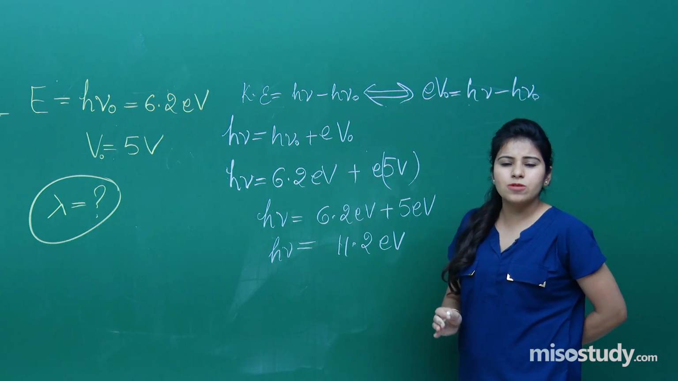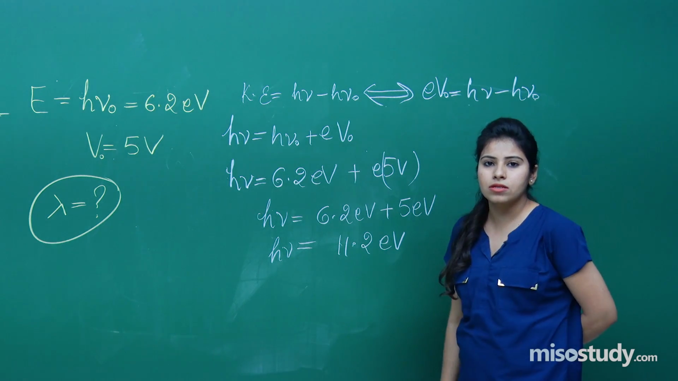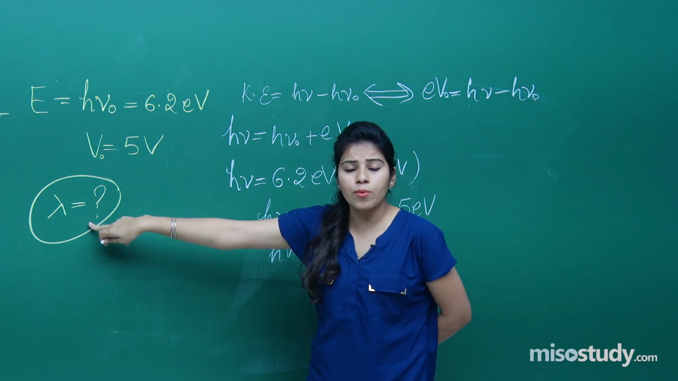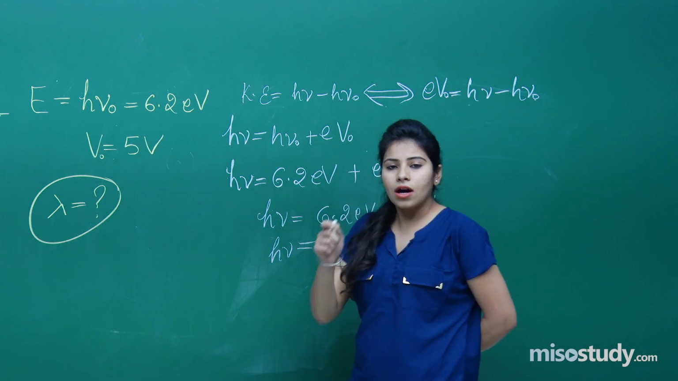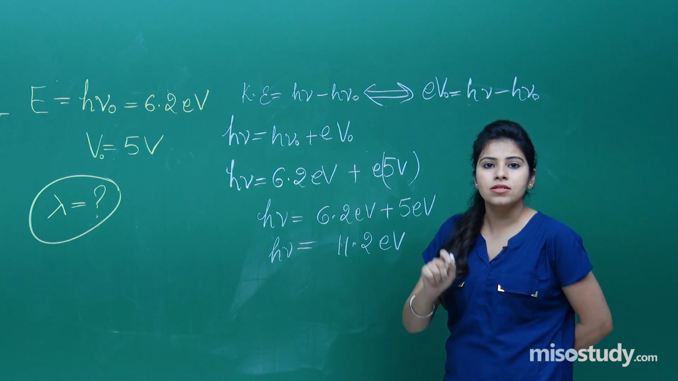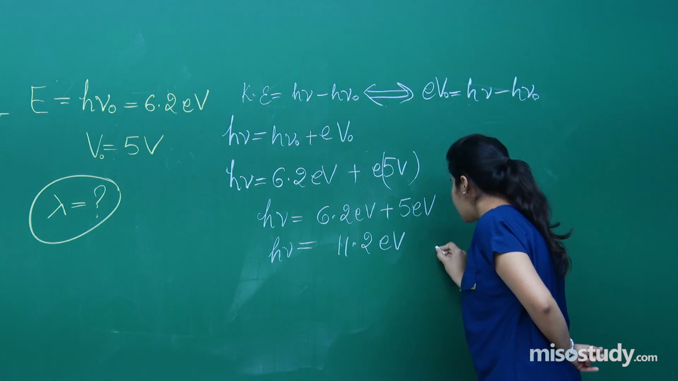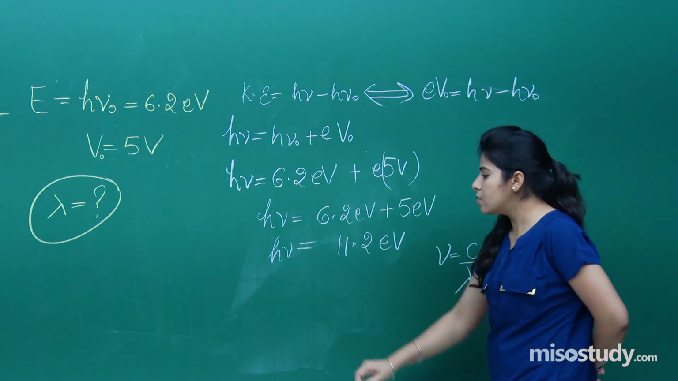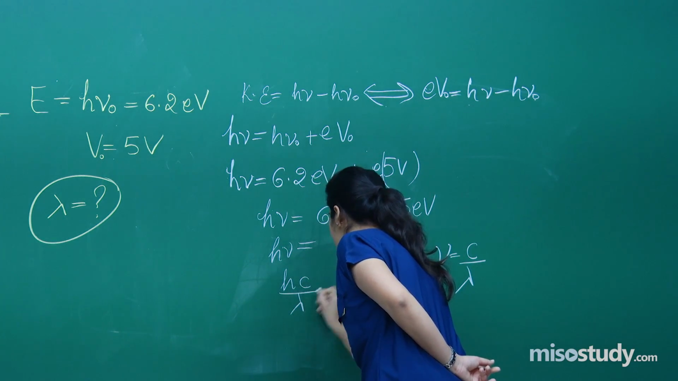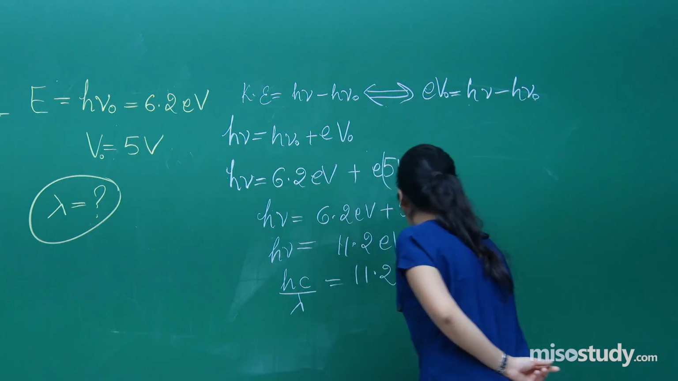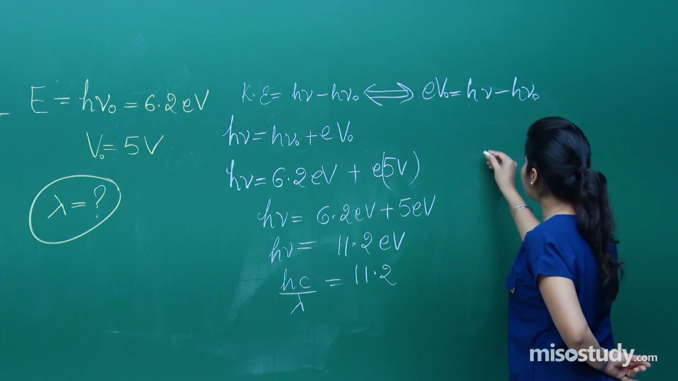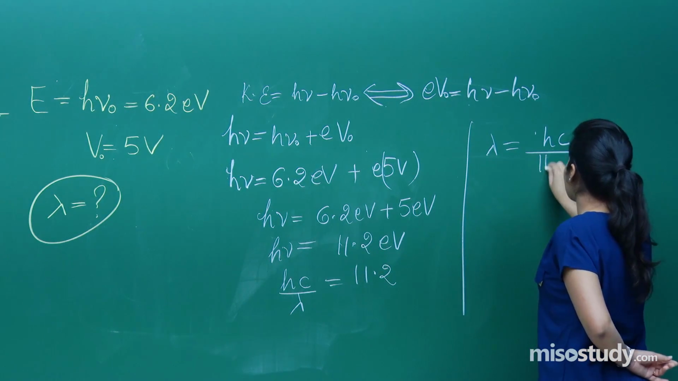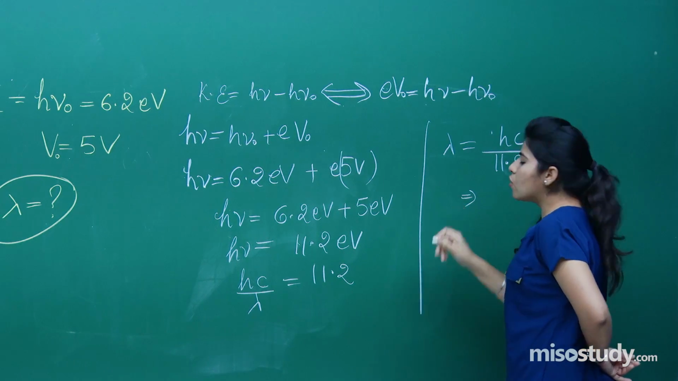Now the question has become very, very simple for us. We have to find the value of the wavelength, and the formula for wavelength is c by nu, because we know that nu equals c by lambda, so lambda is c by nu. So we can use this here, 11.2, and you will see that the value of lambda will be hc upon 11.2. So put the value of hc.